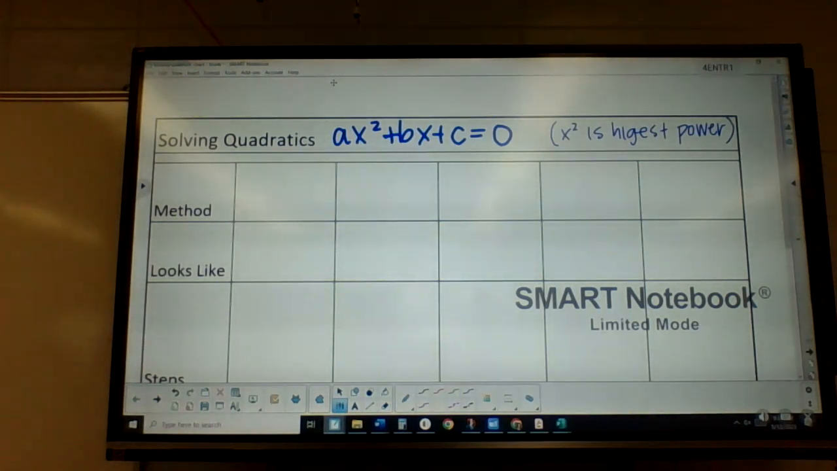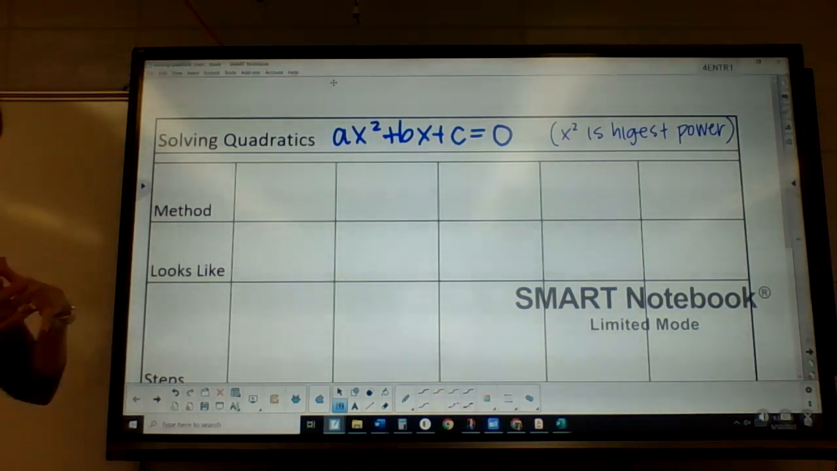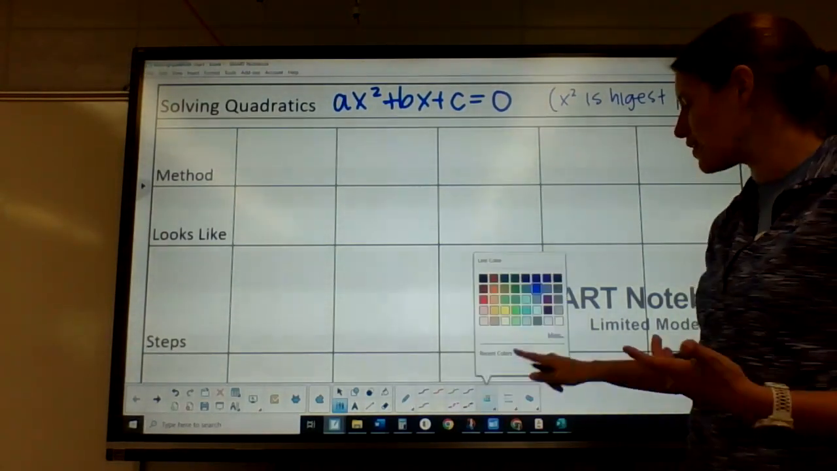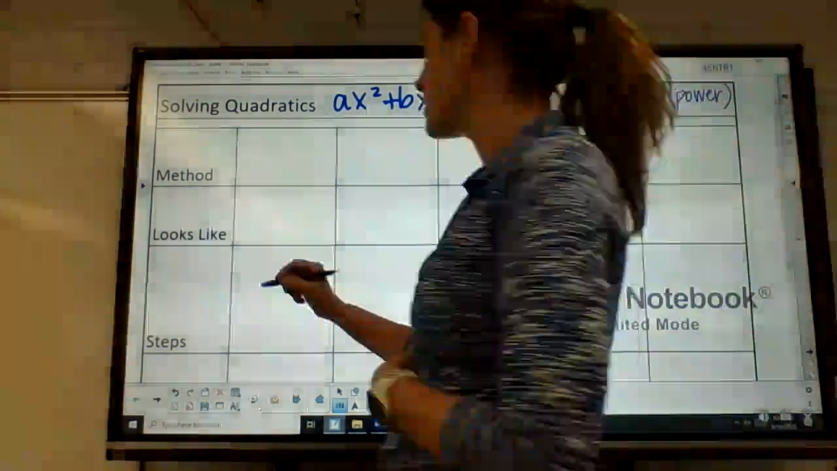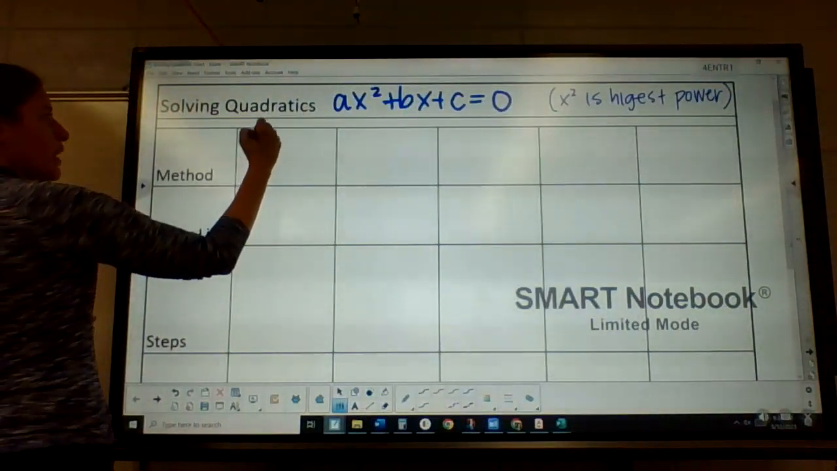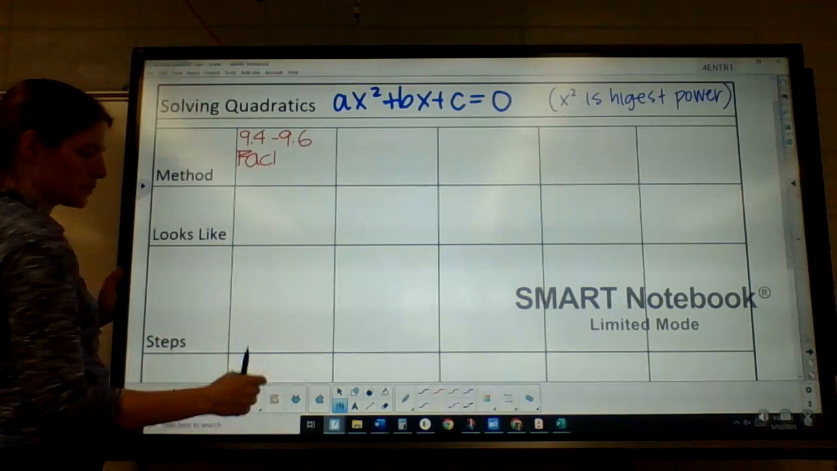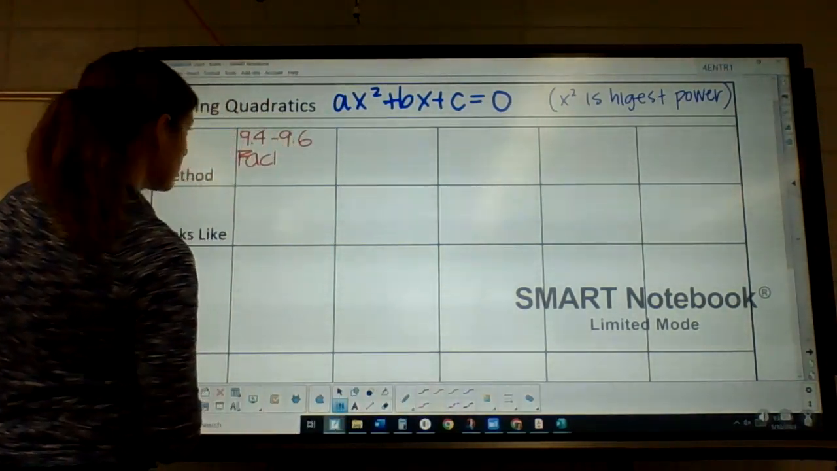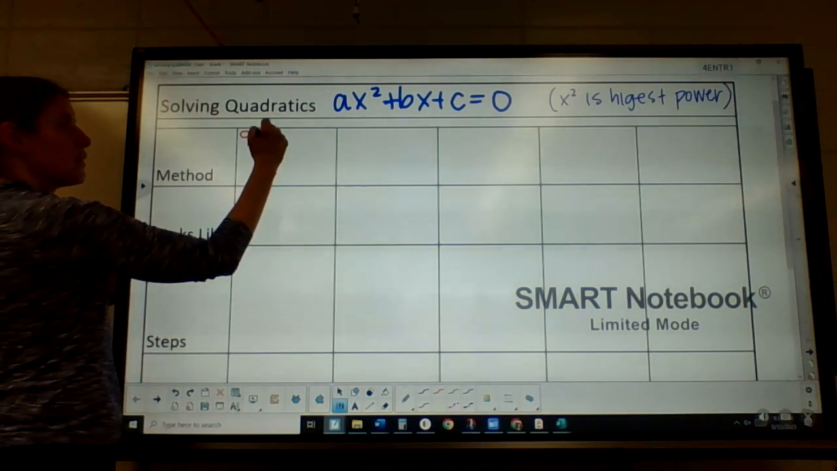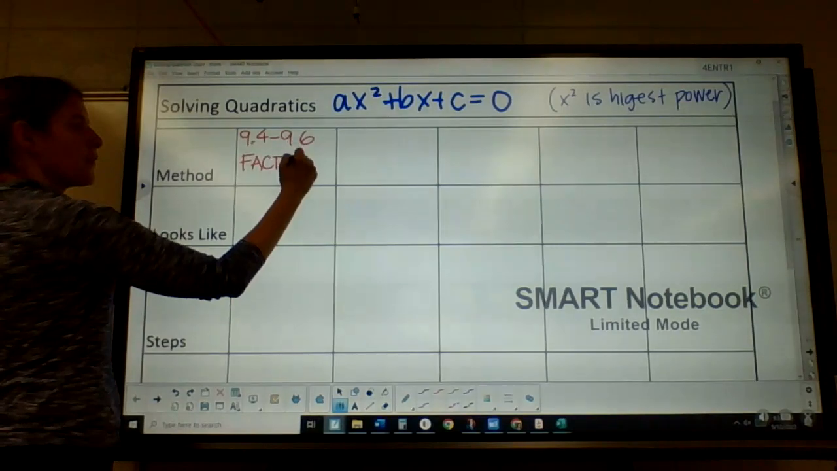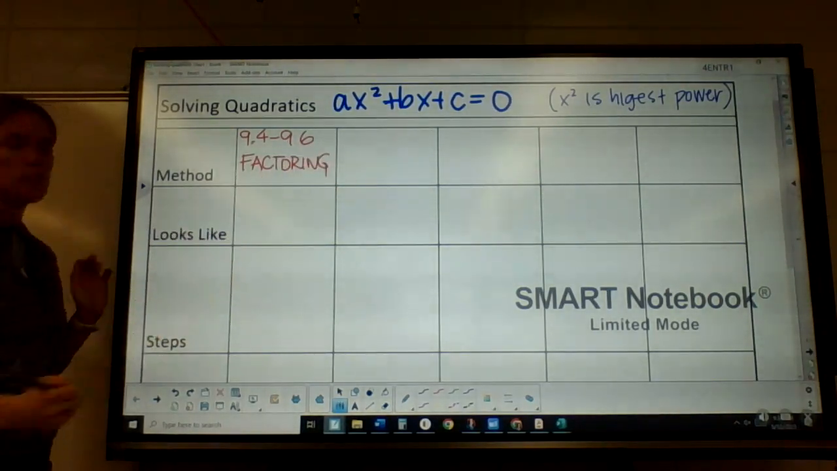So we're going to go through the different sections that we've talked about for solving quadratics. I'm going to go furthest back first. Our furthest back was when we did factoring. So we factored to solve quadratics. Just to remind you, we actually did this in chapter 9, sections 9.4 to 9.6. So we're going to start with factoring.